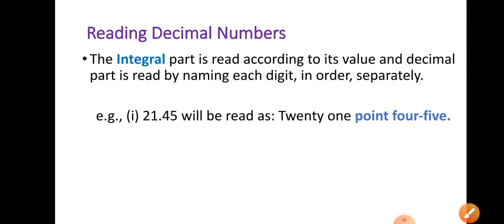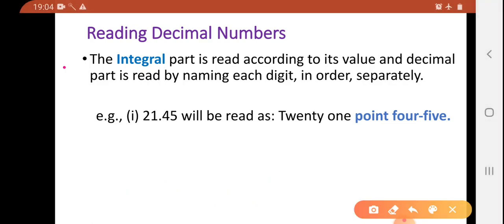Next, reading a decimal number. Reading a decimal number is very challenging. How can we read a decimal number? Because most students and most persons are using a wrong concept. Most persons read 21.45 as twenty-one point forty-five, and that is wrong. The concept says that the integral part is read according to its value and the decimal part is read by naming each digit in order separately. I am repeating again.